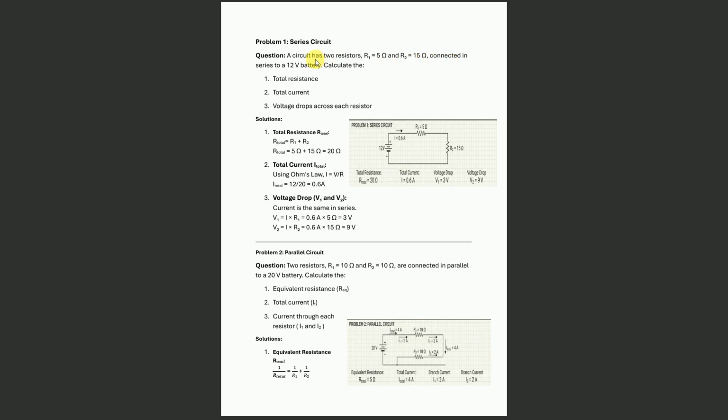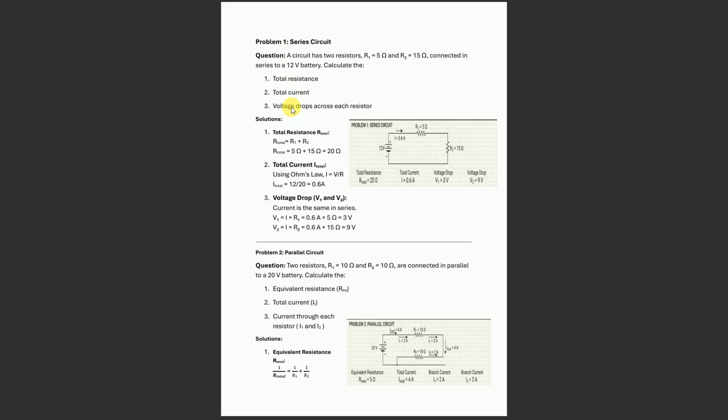These two resistors are connected in series to a 12 volt battery, and we have to calculate these three values. First one is total resistance, second one is total current, and third one is the voltage drop across each resistor. A simple circuit diagram of this problem is shown here, in which two resistors having values 5 ohm and 15 ohm are connected in series with a voltage source of 12 volt.